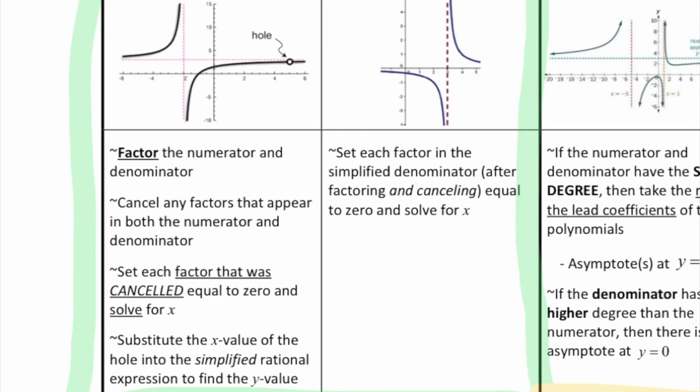If nothing cancels, there's no hole. If something cancels, the factor that canceled is going to be the x value for the hole. Anything in the denominator that is a restriction on the domain but does not cancel with something in the numerator is automatically a vertical asymptote.